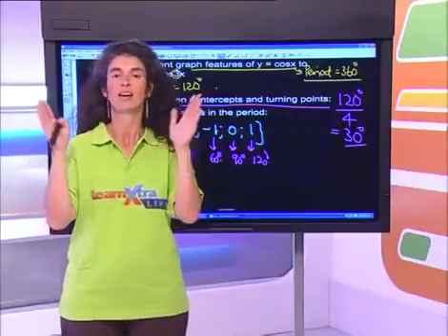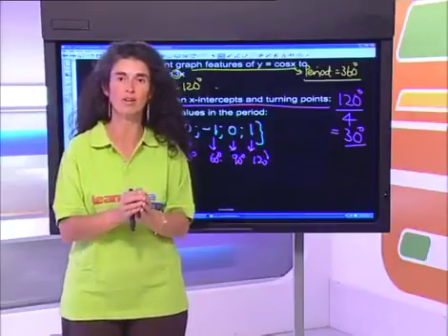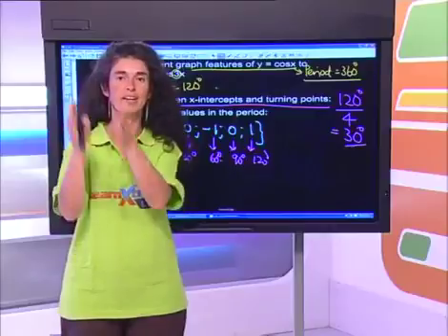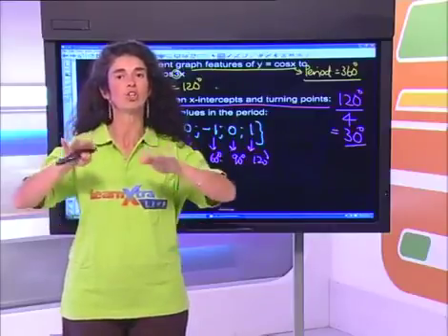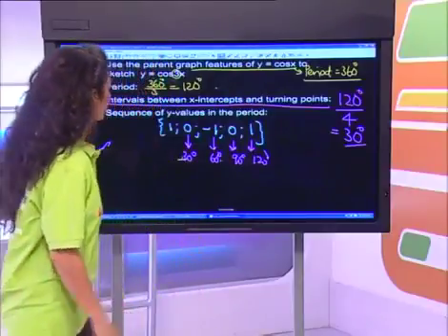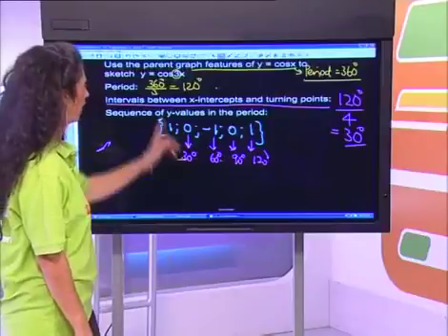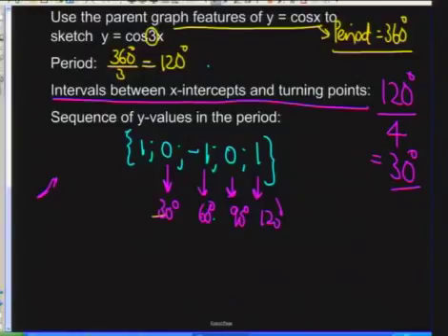You would take the domain, the period of your parent graph, you divide it by the coefficient of the angle, get the new period, get the new intervals, and from that you would sketch to match what the given domain was. Okay, so that's as easy as a sketching of any graph that relates either to cos or to sine. They work in exactly the same way.